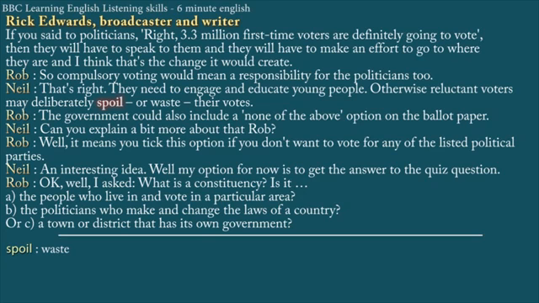If you said to politicians, right, 3.3 million first-time voters are definitely going to vote, then they will have to speak to them and they will have to make an effort to go to where they are. And I think that's the change that it would create.